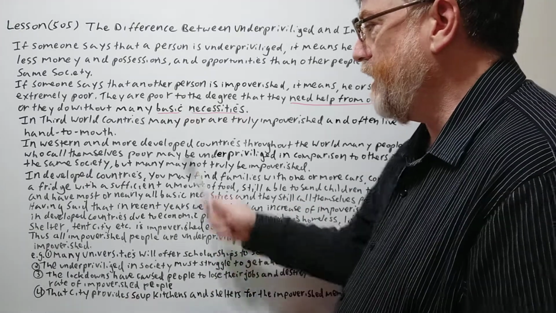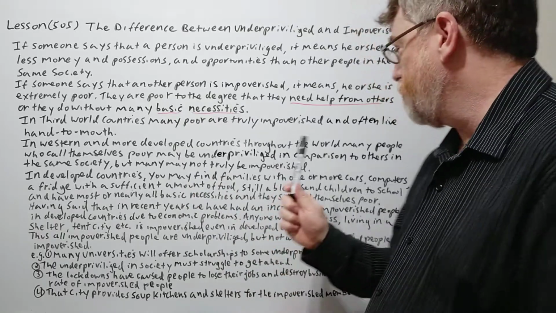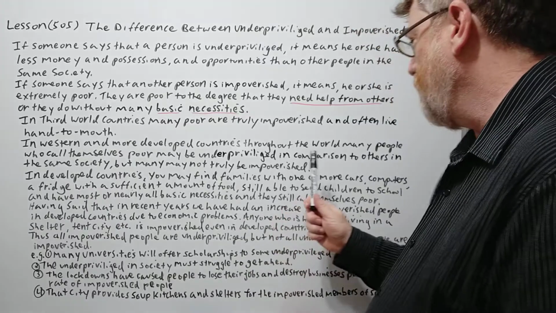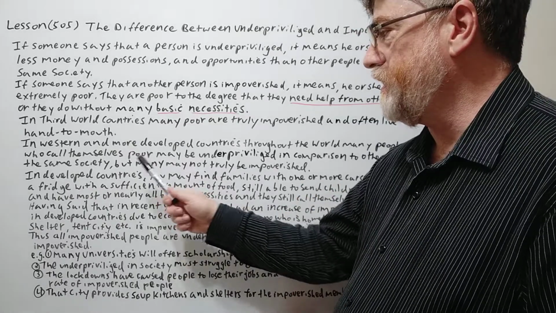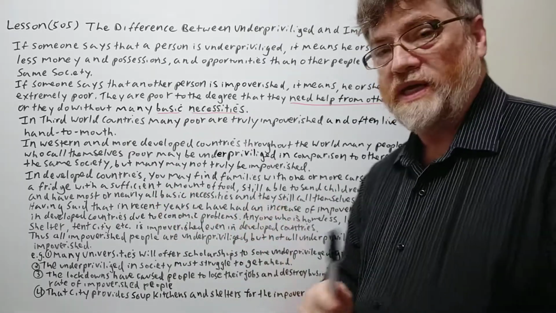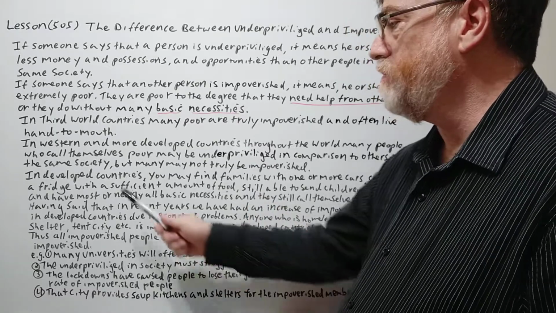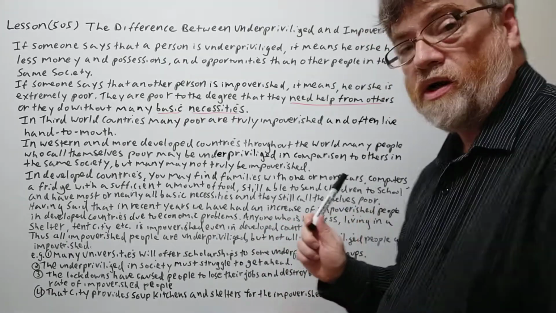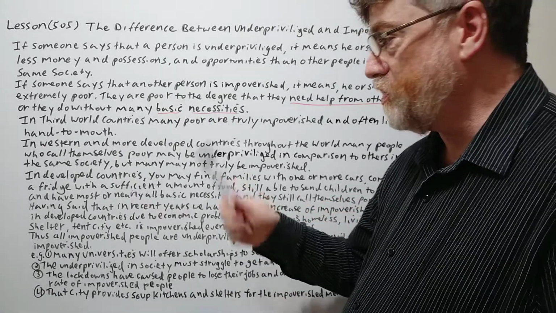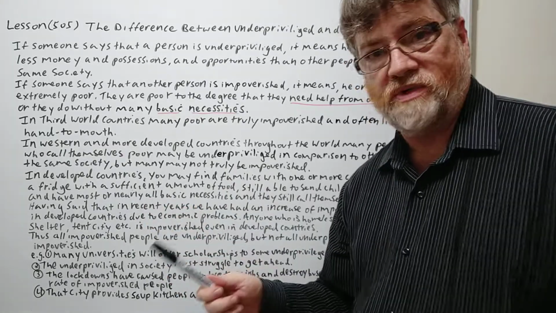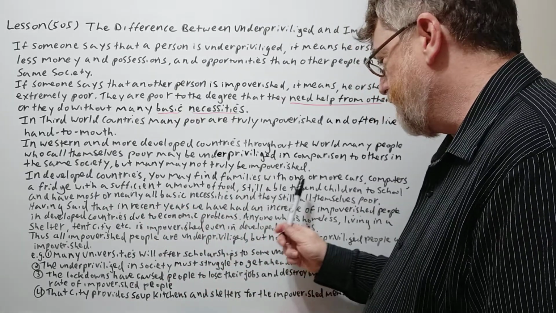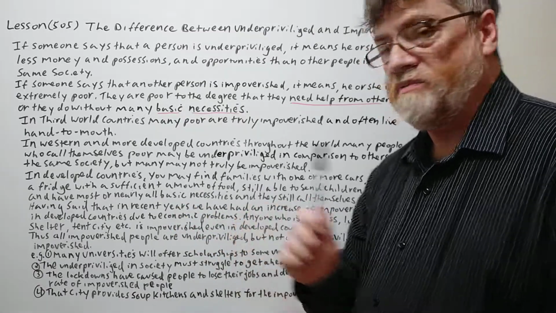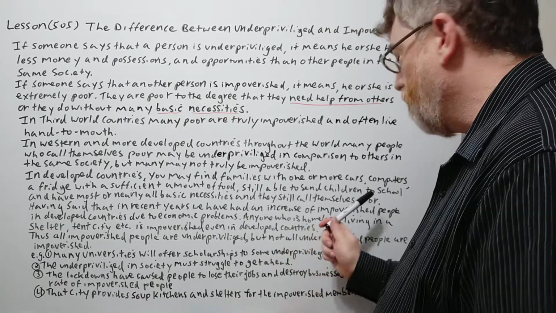All right, let's continue. In Western and more developed countries throughout the world, many people who call themselves poor may be underprivileged in comparison to others in the same society, but may not truly be impoverished. In developed countries, you may find families with one or more cars, one or more computers, a fridge with a sufficient amount of food, still able to send children to school and have most or nearly all basic necessities, and still call themselves poor.